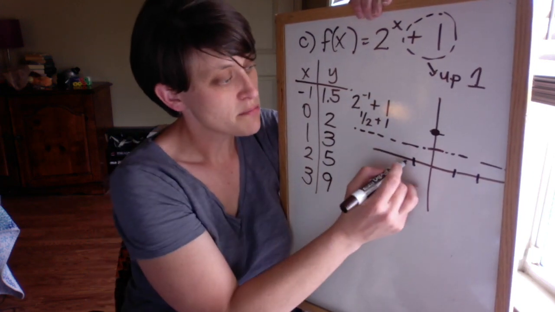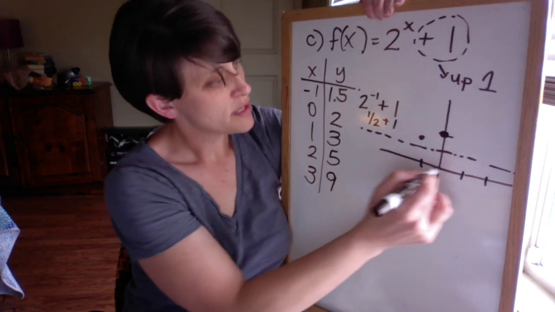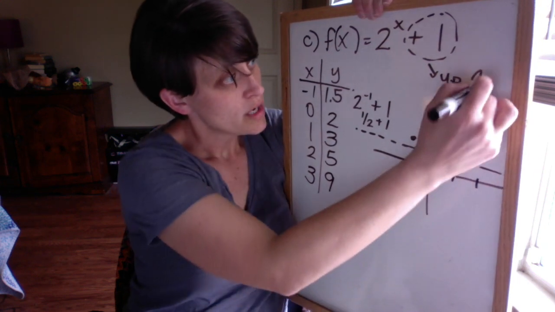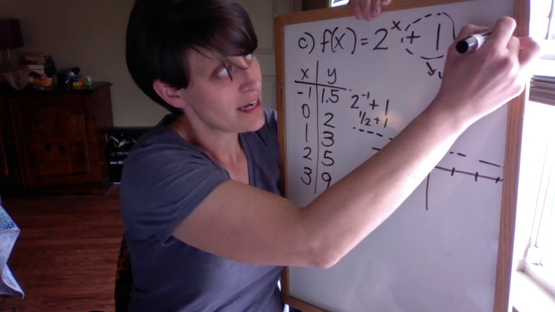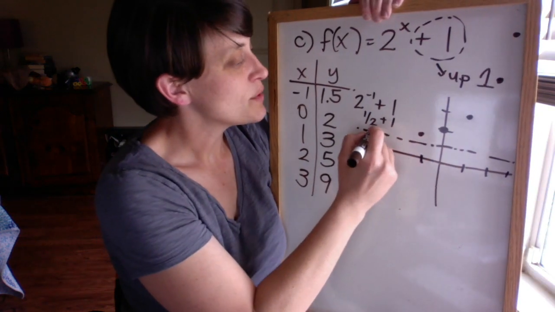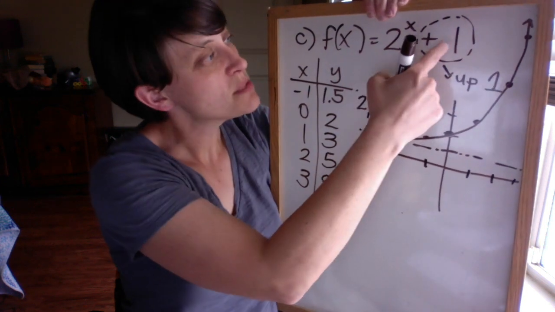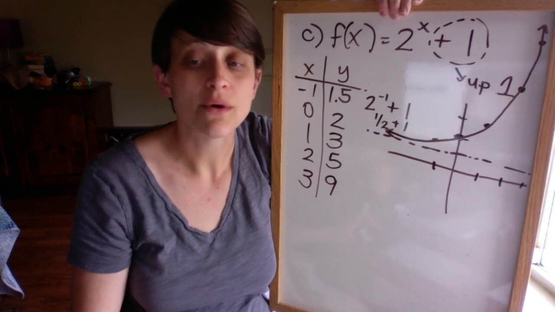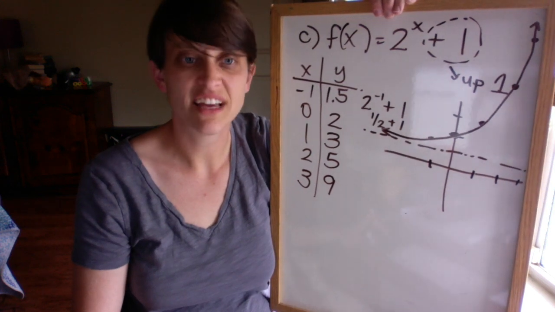So now let's start plotting some points. So we have -1, 1.5, 0, 2 is already there, 1, 3, 2, 5, and goodness, 3, 9 is way up there. But we see it's got the shape we need. It is increasing, and we're going to this time approach the line y equals 1 just because we have this plus 1 there that shifted everything up. So in the next lesson, we'll start looking at a special base called E, and then we'll look at some financial formulas.